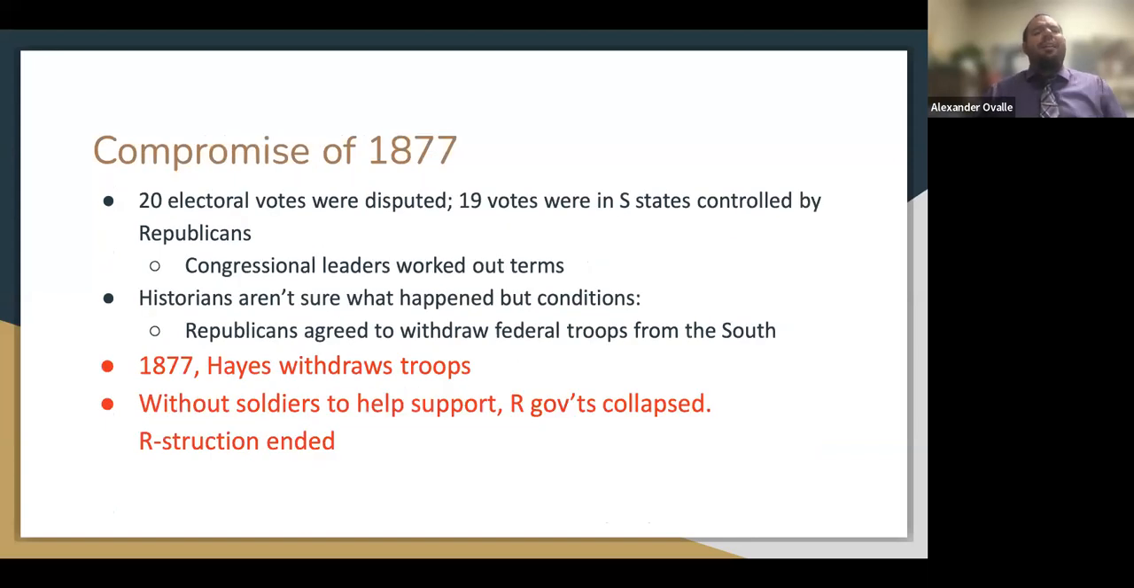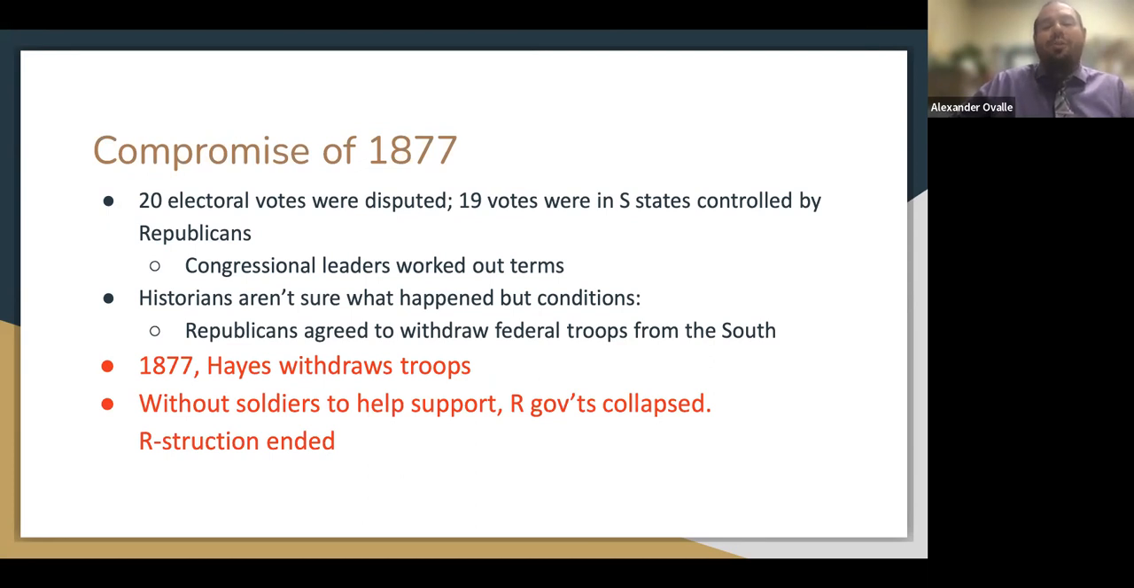So the election of 1877 comes along, and there were 20 votes heavily disputed, and 19 of them were from southern states controlled by Republicans. Now, it's not said how it was worked out, but the way it worked is why it's called the Compromise of 1877. Historians aren't sure, but these are the conditions.